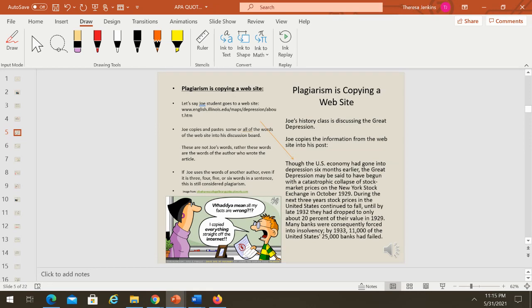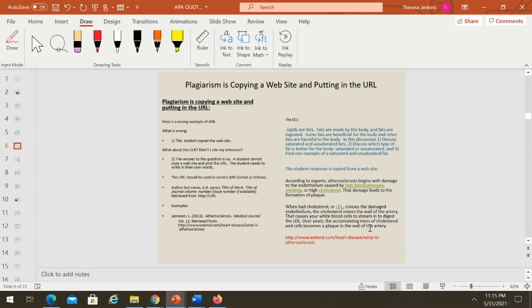Now, here's a funny little cartoon. Joe is upset with his teacher because he said he copied everything from the website and he got an F on his paper. And this is exactly the problem. Joe has copied this information from a website and none of the words are Joe's words. Even if he's using 3, 4, 5, or 6 words together from a website, book, article, or other source, this can still be considered plagiarism.